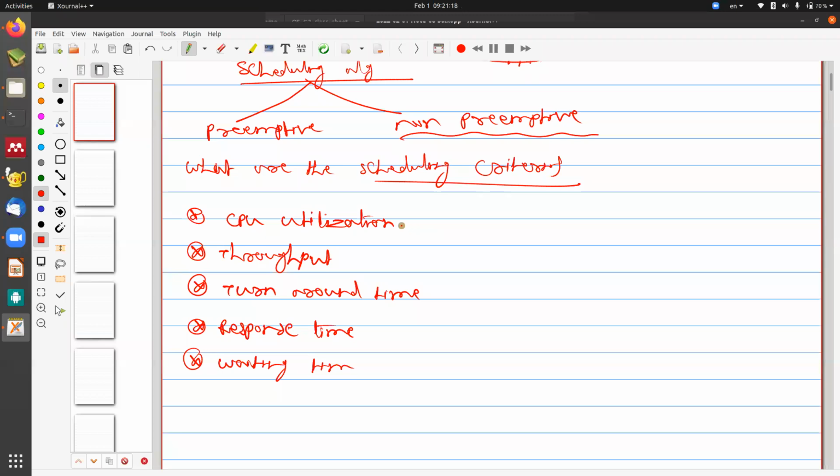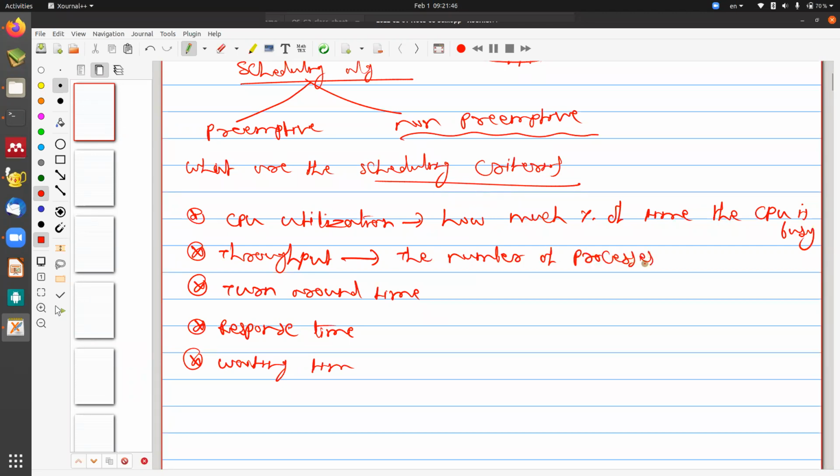Okay. So what is the CPU utilization? The CPU utilization basically says what percentage of time the CPU is busy. Then throughput says the number of processes completed in a unit time.